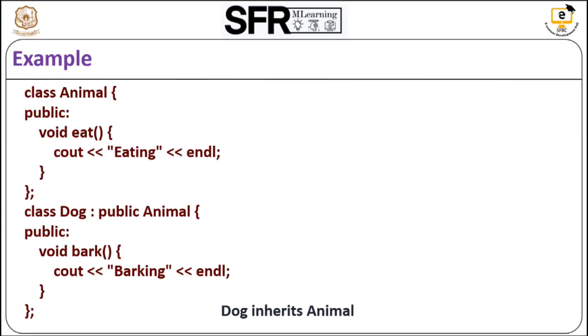And this is a sample example. Here the Dog class inherits the Animal class. The Dog class can access the eat function from the Animal class and also has its own function bark. This shows how code reuse works in inheritance.